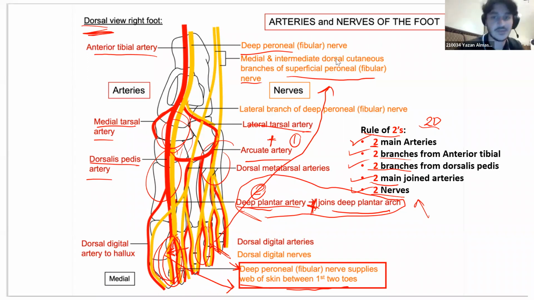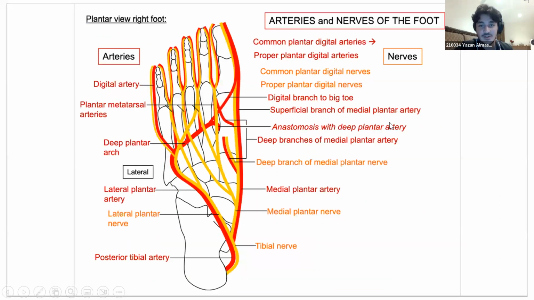Okay, perfect. Thank you. So we can move on to the plantar view of the foot. This plantar view of the foot is much simpler. Honestly, it's very simple, inshallah, and you guys are going to get it really easily.